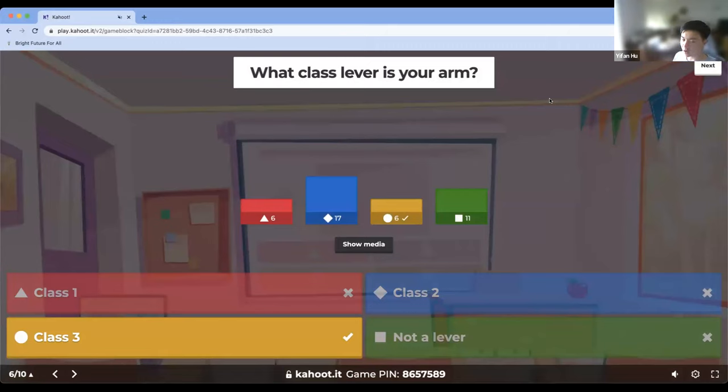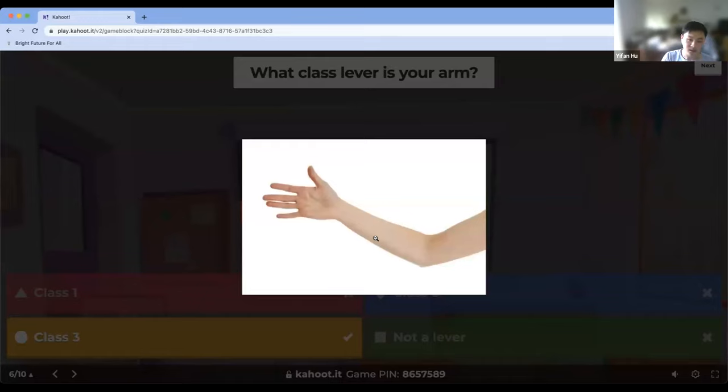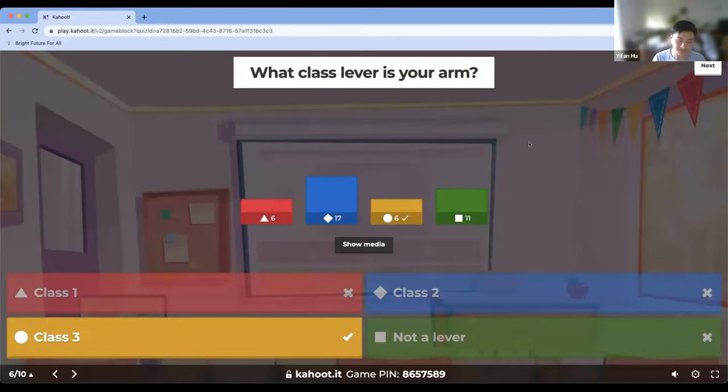Okay, as a clarification, it's the whole arm, not just the part I was showing in the picture. Is it possible for you to show the image? Okay, so it's a class 3 lever because the fulcrum would probably be your elbow joint. Your elbow joint is the fulcrum, and the effort, the force you use, is in the middle and you hold something in your hand, that would make it a class 3 lever.